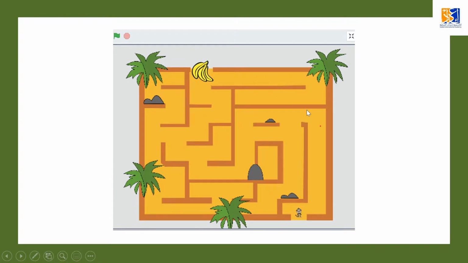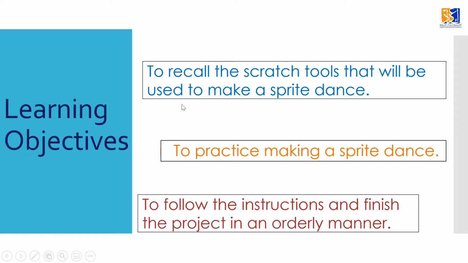Okay, next, our learning objectives for today are to recall the Scratch tools that will be used to make a sprite dance, to practice making a sprite dance, and to follow the instructions and finish the project in an orderly manner. Now, we all know what are the features we have in Scratch. We will go through again and then we will make our first project of a dancing sprite. We'll make the sprite dance, okay?